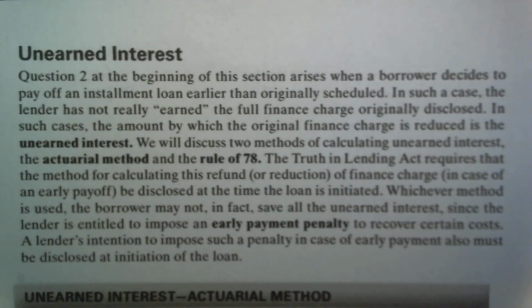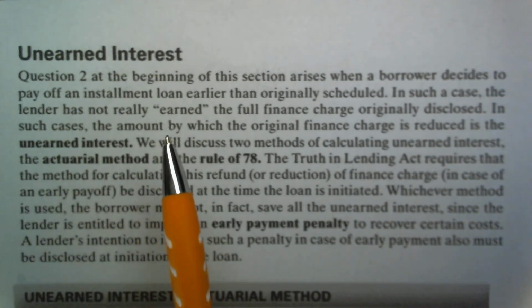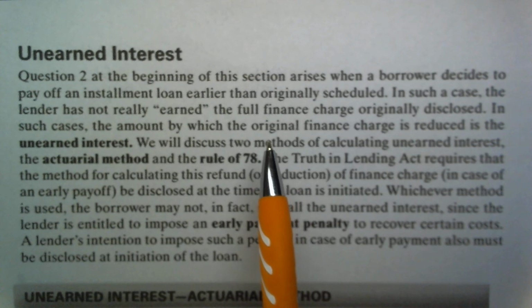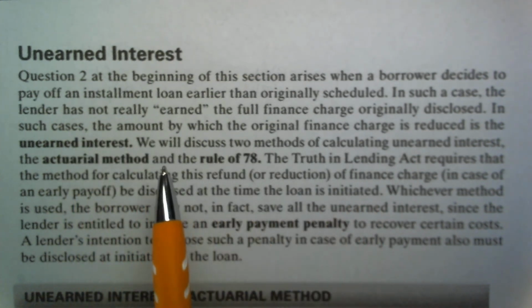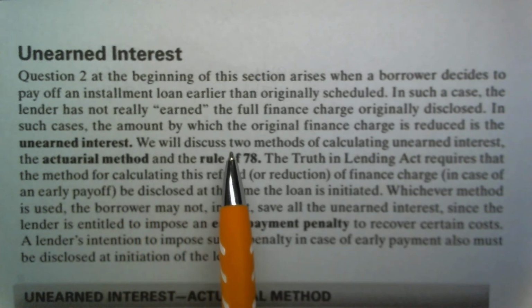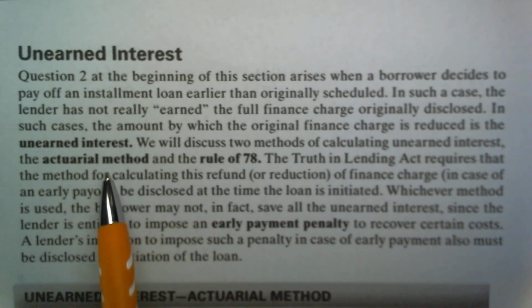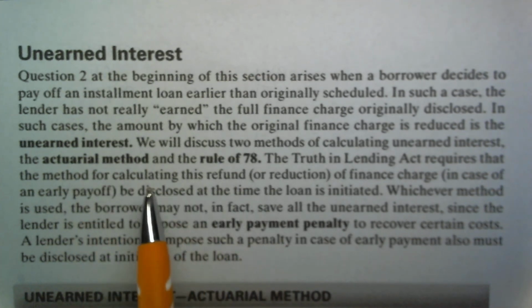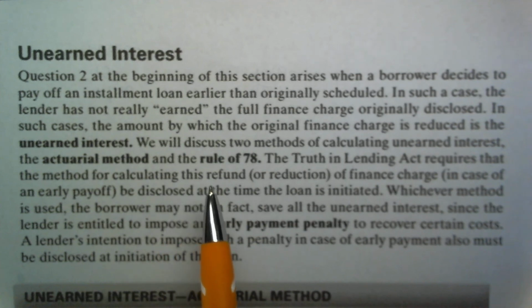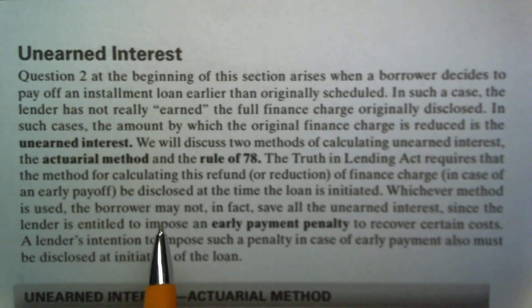Next is the topic of unearned interest, and that is when a borrower decides to pay off an installment loan earlier than originally scheduled. In this case, the lender has not really earned the full finance charge originally disclosed. In such cases, the amount by which the original finance charge is reduced is called unearned interest. There are two methods, called the actuarial method and the rule of 78. Truth in Lending requires that the method for calculating this refund of the finance charge be disclosed at the time the loan is initiated.